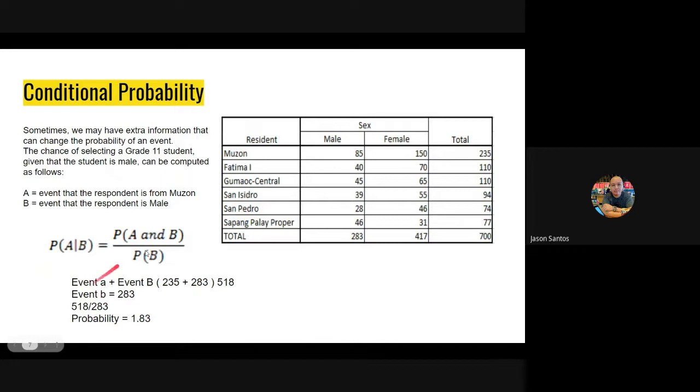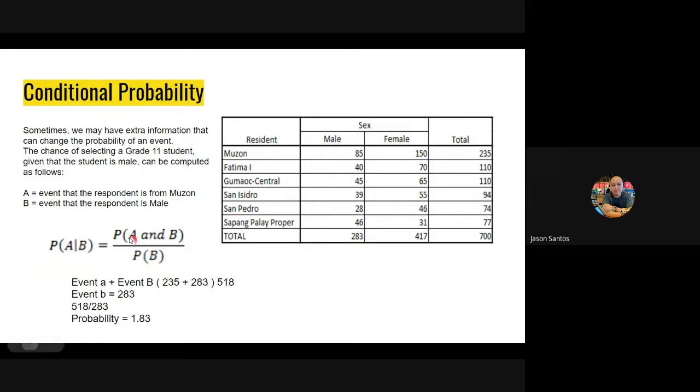Event A and event B is equal to 235. How did we arrive at 235? It is 85 plus 150, because again, event A is that the respondent is from Luzon, so we added 85 plus 150. Therefore, you have 235. Then 283 is the event that the respondent is male, so all you have to do is add these, and you have 283. 235 plus 283 is equal to 518.